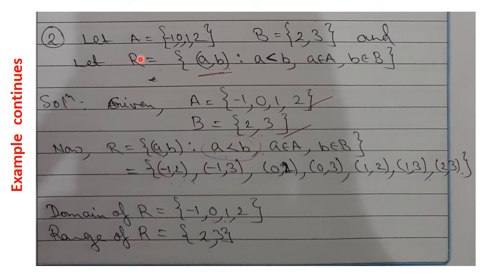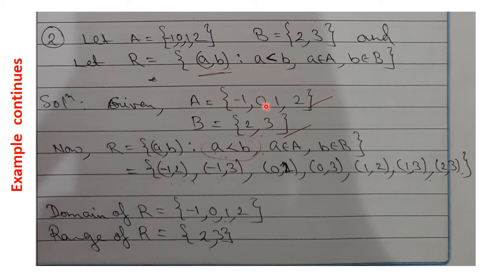Now here we have two sets A and B. A has -1, 0, 1, 2. B has 2 and 3, and relation R from A to B is defined as the set of all ordered pairs for which the first component is less than the second component.